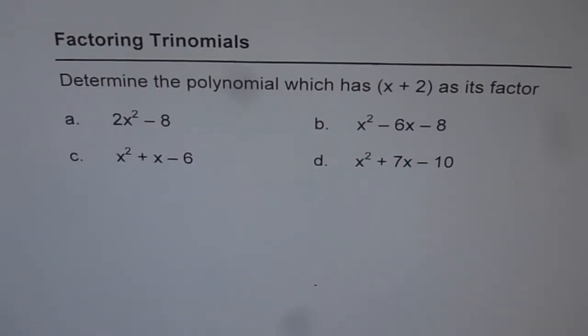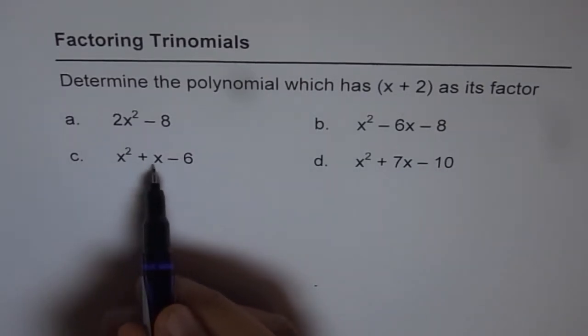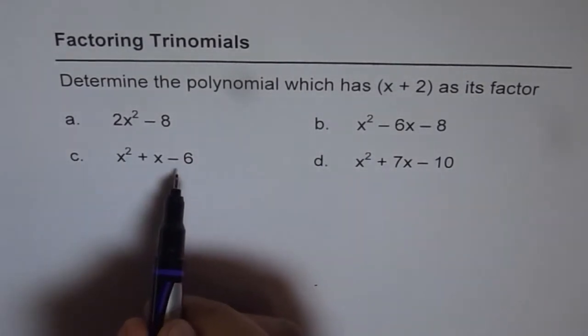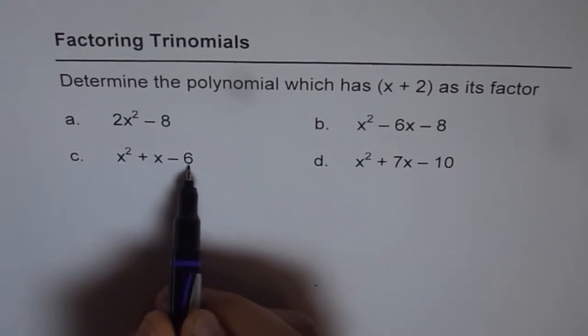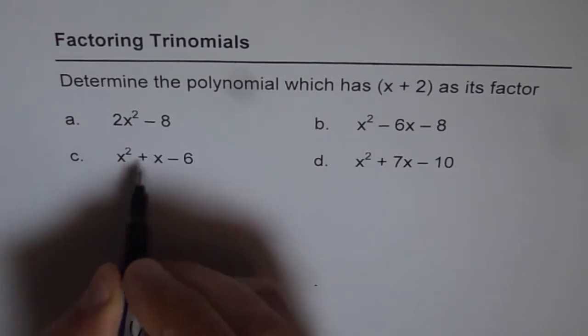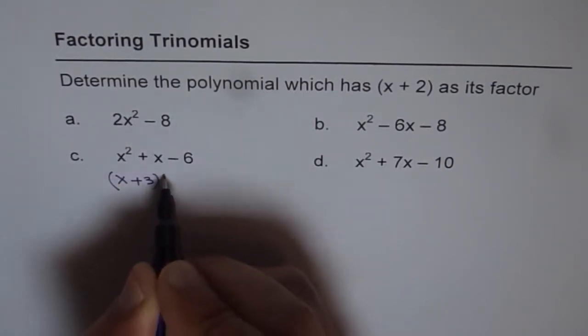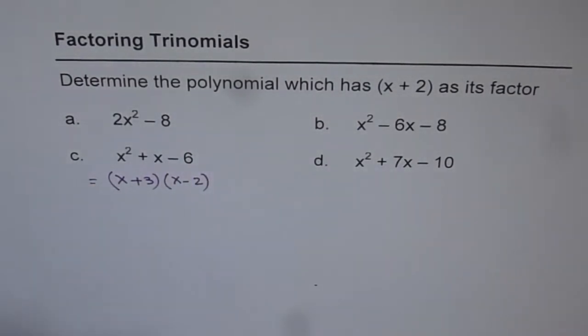Now, one way to solve this question is to factor them, right? For example, this is x squared plus x minus 6. If I want to factor it, I'm looking for a product of minus 6 and sum of plus 1. So the numbers are 3 and minus 2. So I can factor this as x plus 3 times x minus 2, right? So I do get 2 factors, but x plus 2 is not a factor, right? So that is one way of going about factoring them all.